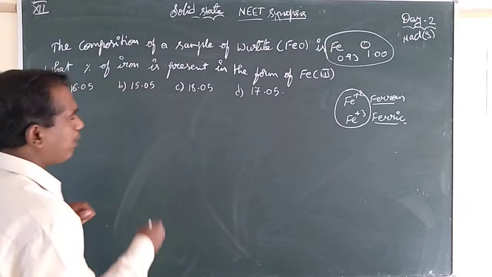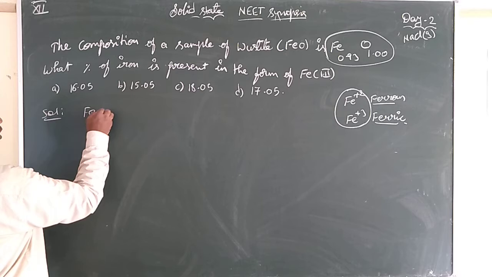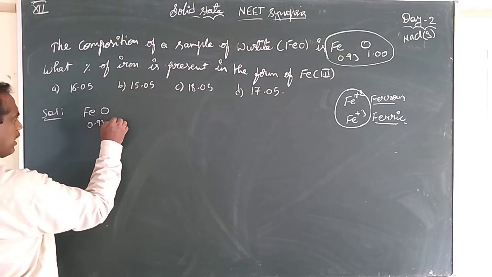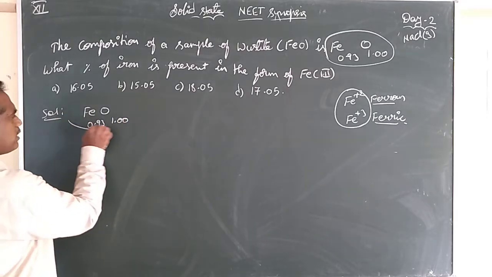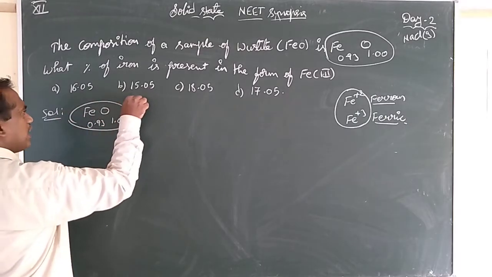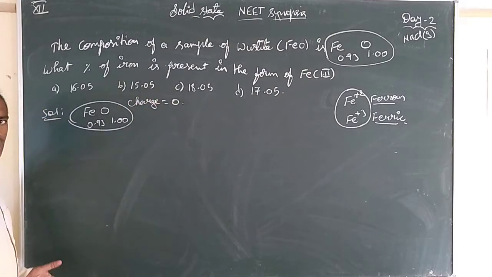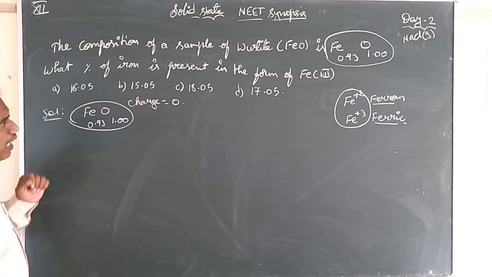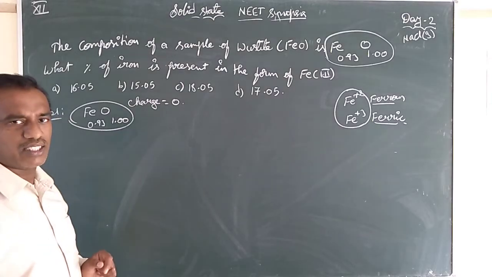In the given compound, first you try to write the given compound. What is the given compound? FeO. What is the percentage of iron here? 0.93. Oxygen is 1.00. After studying this compound, is it having any charge? Charge is 0. No charge. Charge is not mentioned, so charge is 0. So our point here is, the metal will occur in two of the oxidation states.